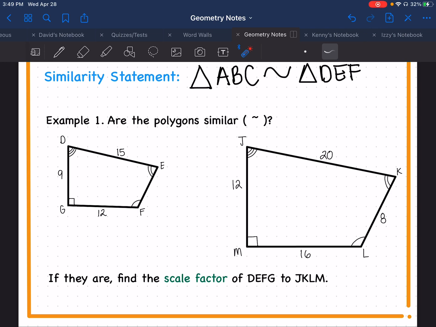Now I'm going to look at the angles. I want to make sure that each angle in the small one pairs to an angle in the large one, or vice versa. It doesn't matter which one you do first. So I see a 90 degrees. I see a 90 degrees. I see 1, 2, 3. I see 1, 2, 3. I see 1, 2. I see 1, 2. I see 1. I see 1. They all pair up. Now we're going to look at the sides.